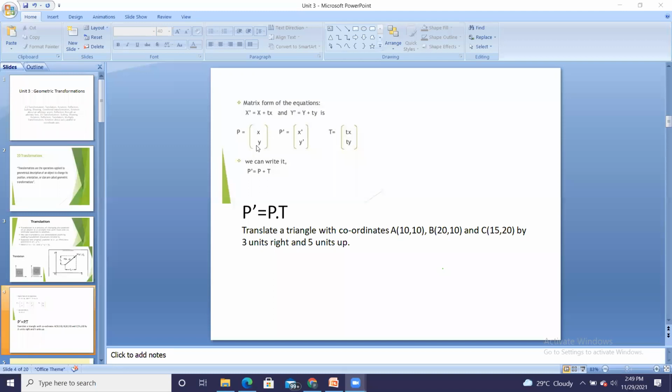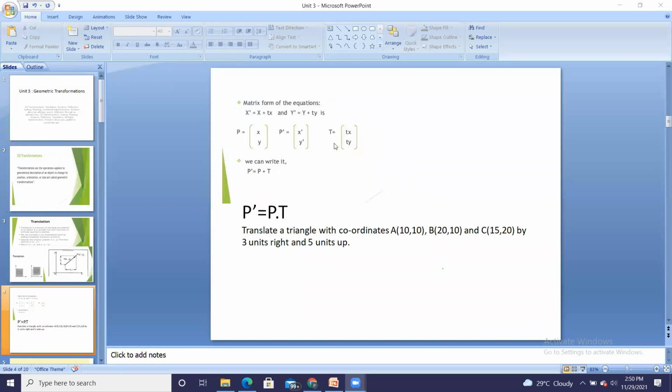So this is your P with x, y values, P dash with x dash, y dash values, and T with tx and ty. In short, we are going to write that P dash, that is x dash, y dash, is the addition of P and T. Right? P is nothing but the x and y values, and T is nothing but the tx and ty values. So when I perform P plus T, I will get P dash, that is the resultant object.